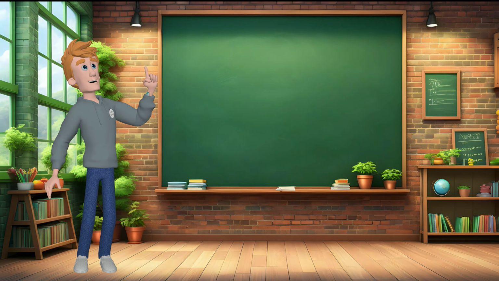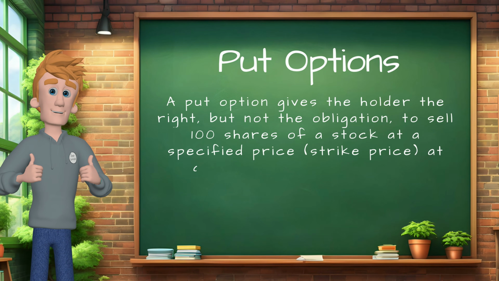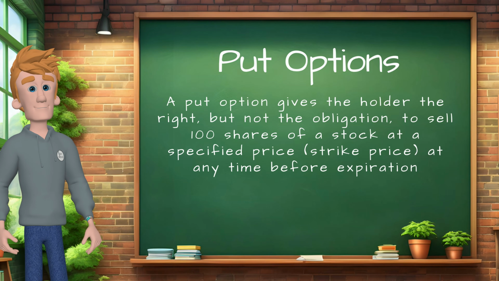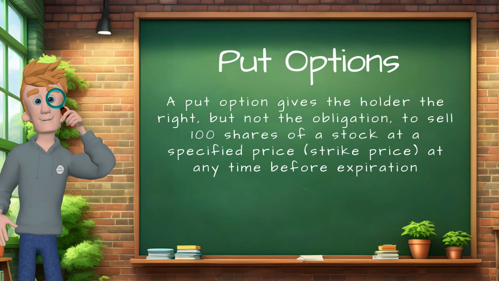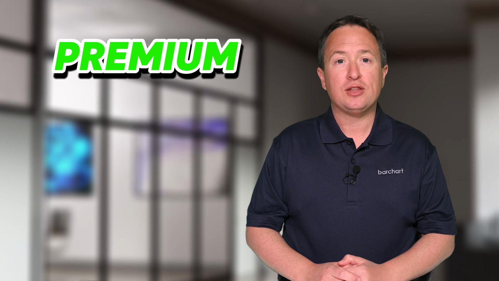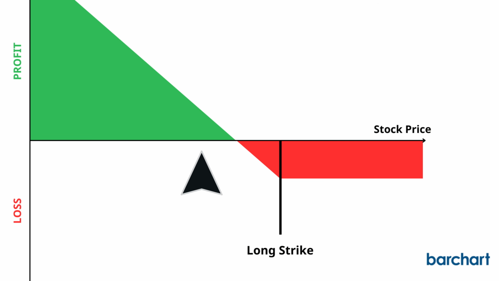First, let's define what a put option is. A put option is a contract that gives the buyer the right but not the obligation to sell an underlying commodity or asset at a specified price, known as the strike price, on or before a specified date, known as the expiration date. You as the buyer pay for that contract, and that payment is known as the premium. The long put profits when the underlying asset trades below the strike price at expiration.